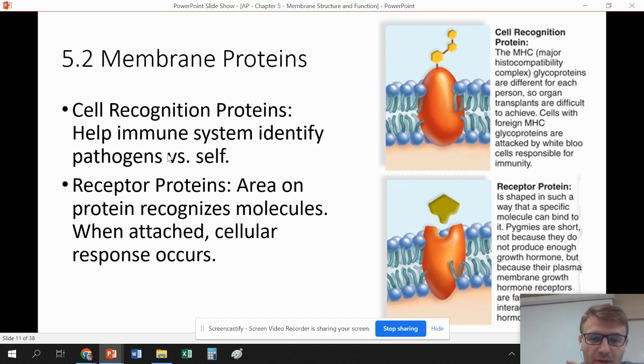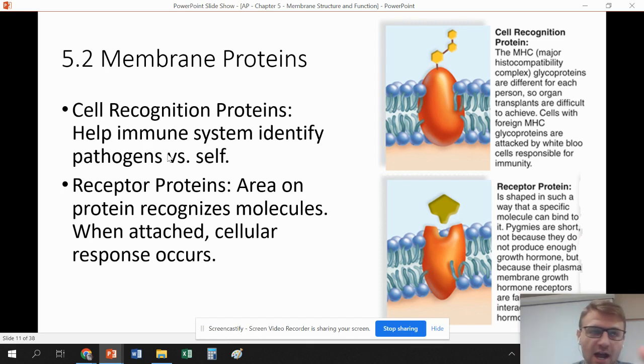Next is going to be receptor proteins. These are going to be really important when we get into the next chapter. I know I say each one of these is really important, but they are really important. But these are going to be really important next chapter when we talk about cell communication. And basically what these do is they accept or they bond with certain molecules and they create some cellular response. This is pretty much how your body functions on a daily basis.